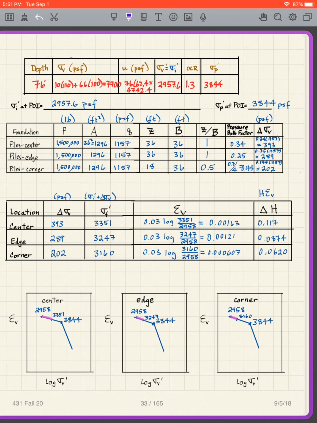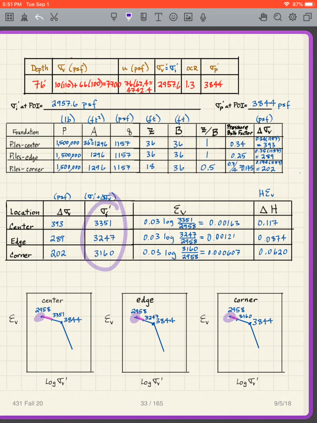So we draw our plot: center, edge, corner. And if you remember, the first thing we put on is our sigma prime P. Sigma prime P goes at the corner there. And then we just determine the locations of the sigma prime I to begin with. We know the sigma prime I is less than the sigma prime P, so it's going to go to the left in each case. It's going to go like that.